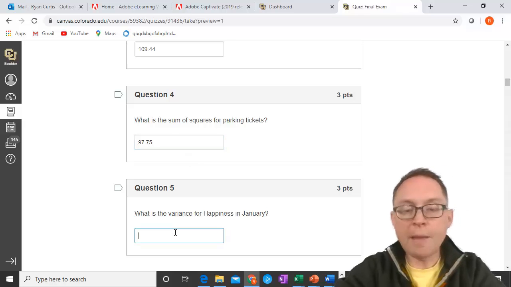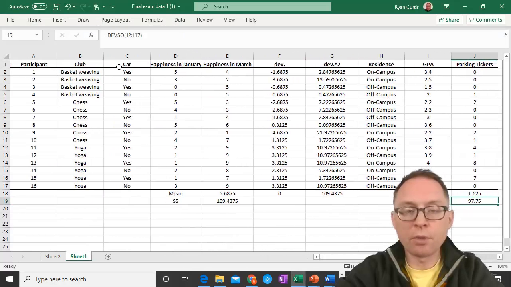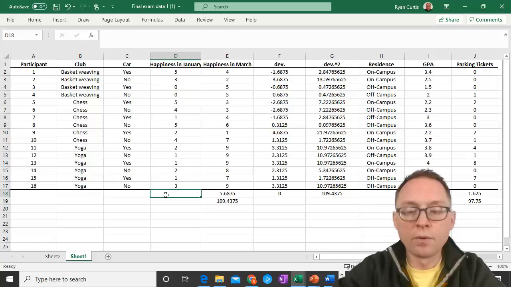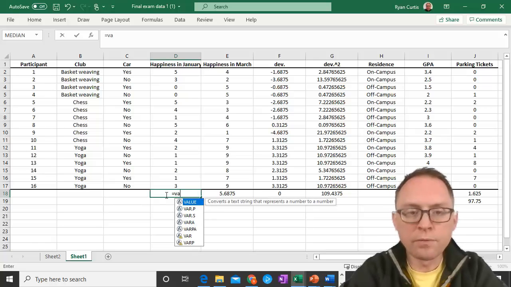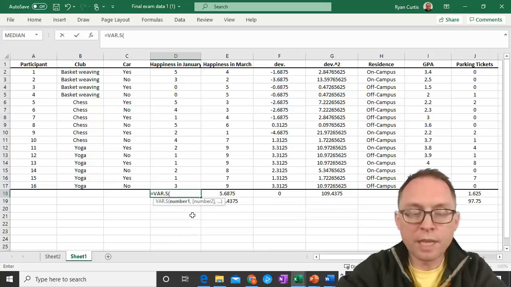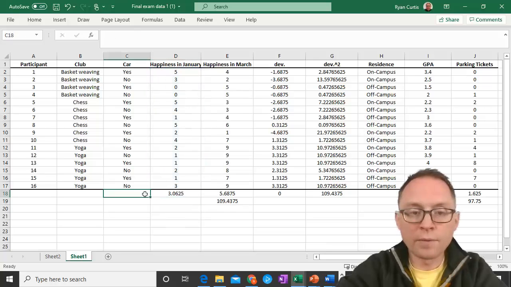Okay, what is the variance for happiness in January? You can do this several different ways. You can just calculate it from the deviations. But now we're looking for happiness in January, this part right here. So the easiest way, let me just get rid of this mean and sum of squares for the other one. Happiness in January, one easy way in Excel is equals variance of the sample, right? This is a sample, so equals variance of a sample, and then just add them all up. That works fine. So this is the variance, 3.06.